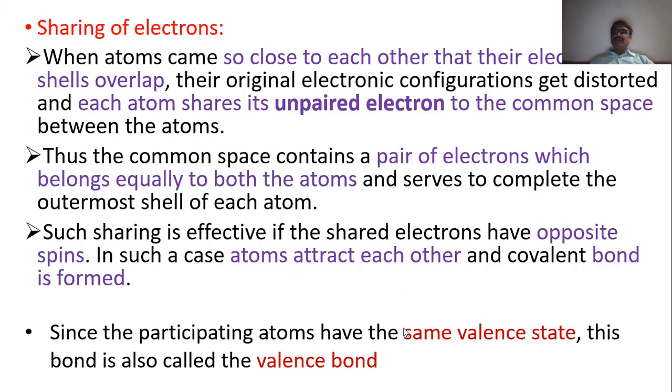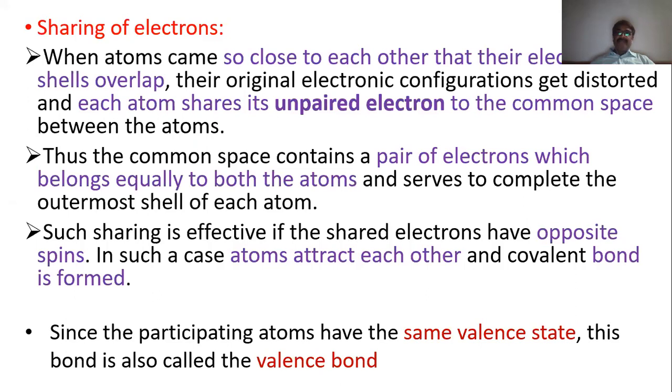Now there is one point: since both the electrons that are shared belong to the same valence state of both the atoms, this bond is also called a valence bond. So another name for a covalent bond is a valence bond, because the electrons making a pair belong to the valence state of both the atoms.